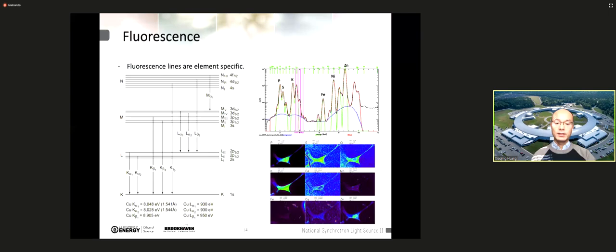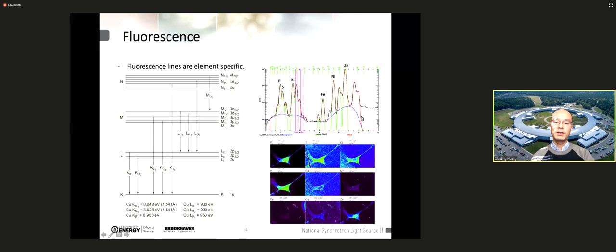For fluorescence emission, when the atom is illuminated by high energy X-rays, it will excite the electrons in the inner orbitals to higher orbitals. Then those excited electrons want to jump back to the lower energy orbitals, and there's an energy difference between the high energy and the low energy orbitals. This energy difference will be emitted as fluorescence light. Again, the energy differences between different orbitals are element specific, so each element will give a very unique fluorescence peak.